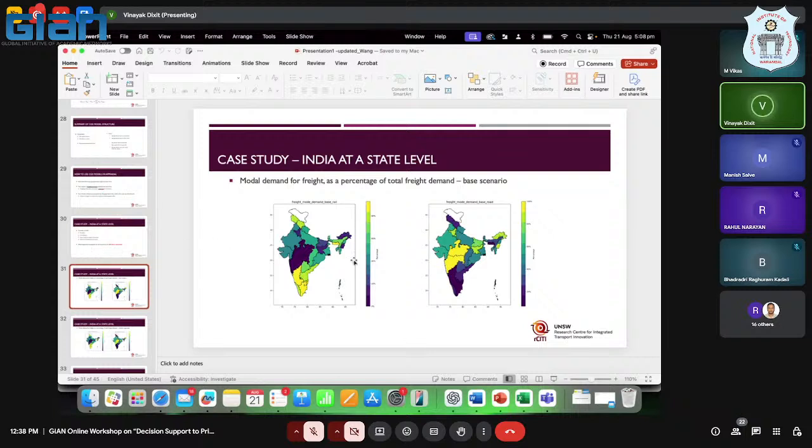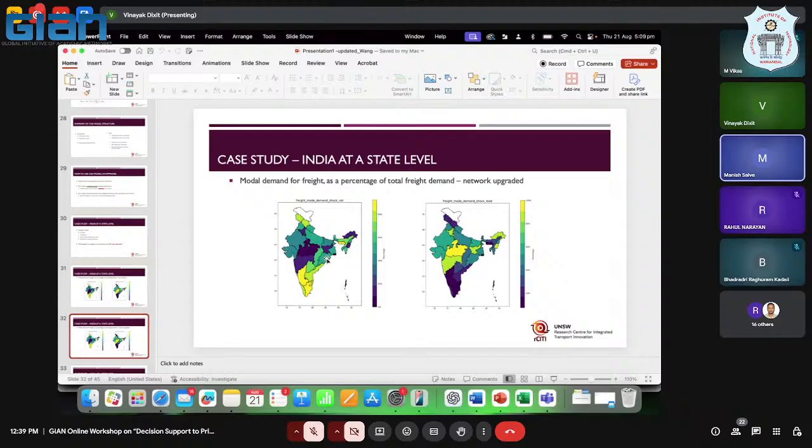This gives you the modal demand for the base scenarios. So what was happening in 2021-22? This is giving us the freight share. This is for the rail, and this is for the road, as a percentage. For instance, there's a higher percentage of road freight in Maharashtra and Madhya Pradesh, but a higher percentage of freight on rail from Karnataka and Tamil Nadu areas. That's based on data which we have received.